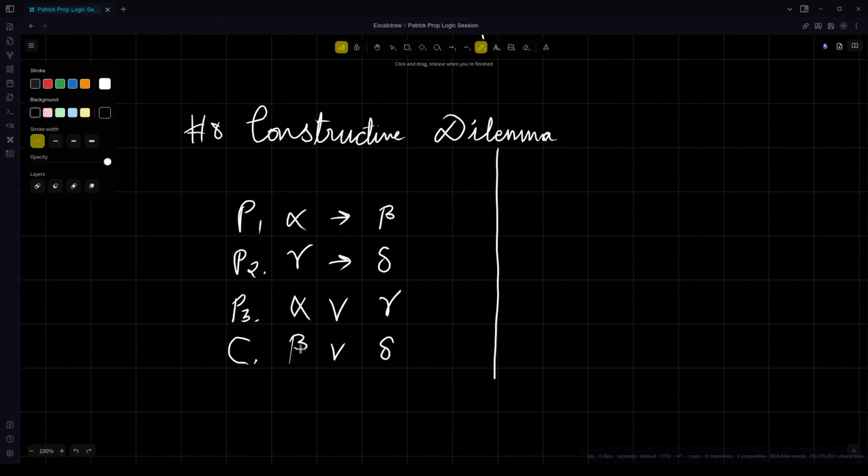Okay. And if beta is true, then beta or delta is true, because you just need one of the disjuncts to be true for the whole compound to be true. So you got that? Yeah, I think so. Okay. All I'm trying to say is that this is like a double modus ponens, sort of. These are two conditionals, and you can modus ponens on at least one of them, and you get this conclusion.